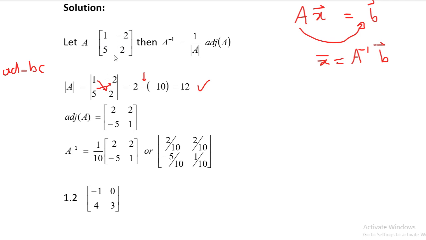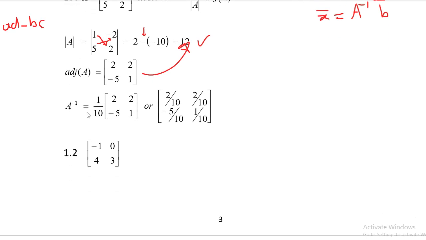So minus 2 becomes 2 and 5 becomes minus 5. So we change the position of diagonal elements and we change the sign of the other elements. This is your adjoint. Now if I divide this adjoint by the determinant, 1 over determinant of A into adjoint of A gives me the inverse of A.